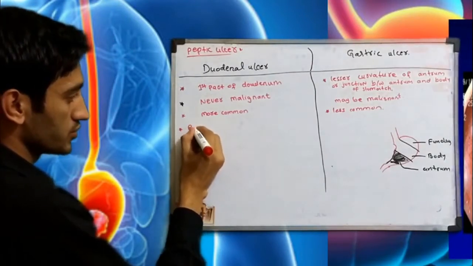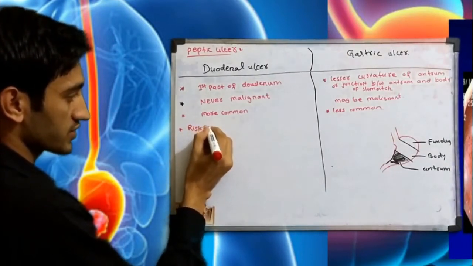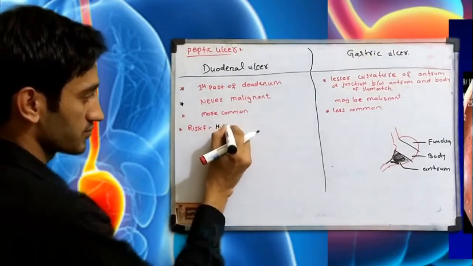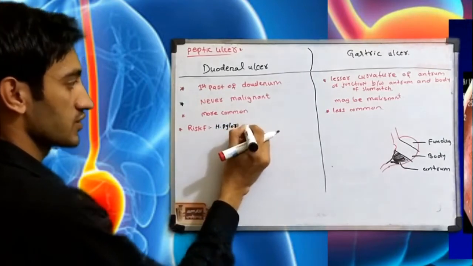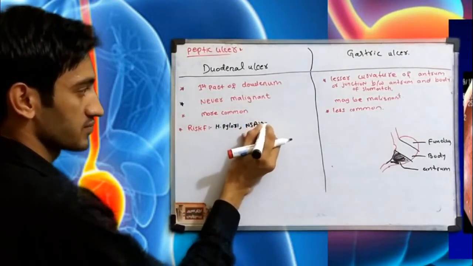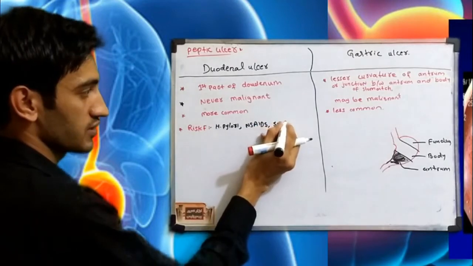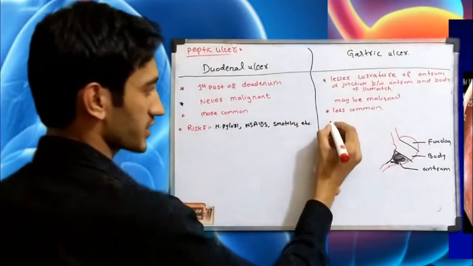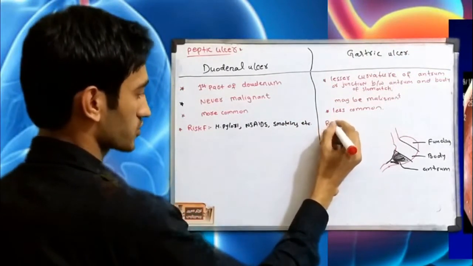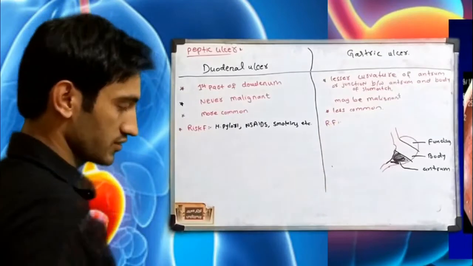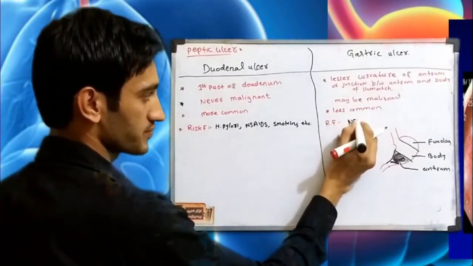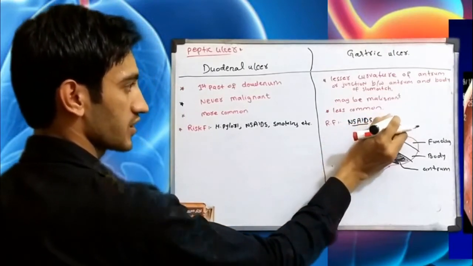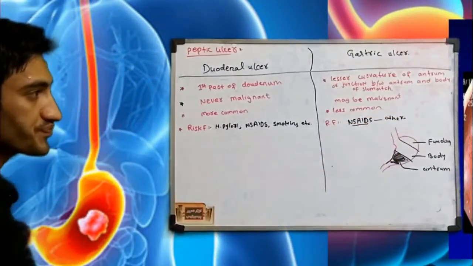In case of duodenal ulcer, risk factors include H. pylori, NSAIDs, smoking, etc. But in gastric ulcer, the most important risk factor is NSAIDs, and then others like H. pylori, etc.